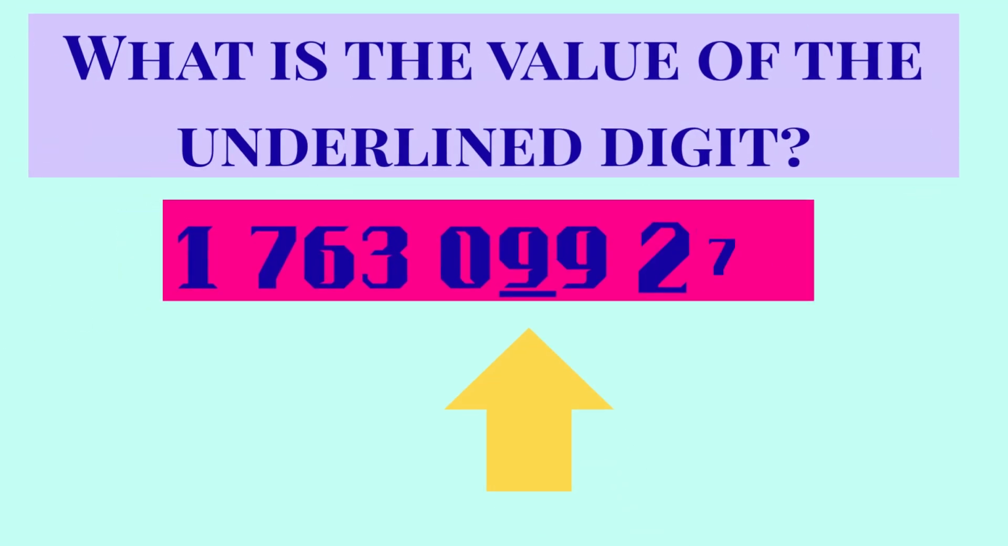What is the value of the underlined digit in this number? The number is 1,763,099,274. The underlined digit is the first 9, which is in the 10,000s position. Pause here and determine the value of this underlined digit on your own. When you're ready to check your answer, come back.